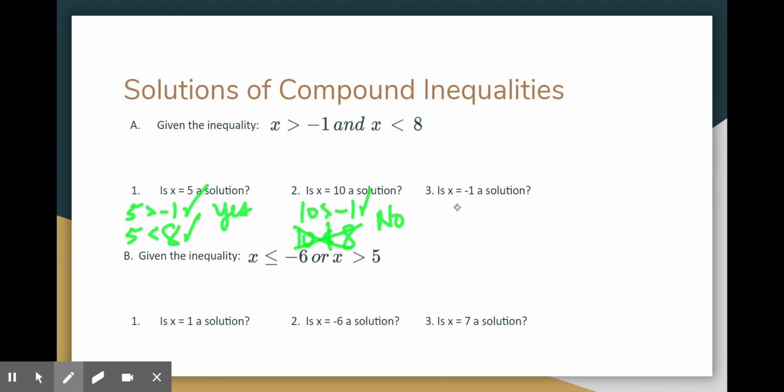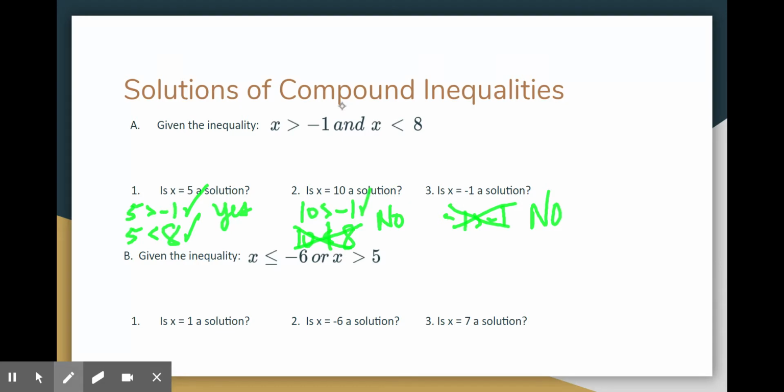How about -1? Is -1 greater than -1? No. So is x equal -1 going to be a solution? No, we're already done. I wanted a hamburger and a hot dog. You didn't bring me the hamburger, so you brought me the hot dog. Great, but I wanted the hamburger too. It didn't work in the first one, so it doesn't work.